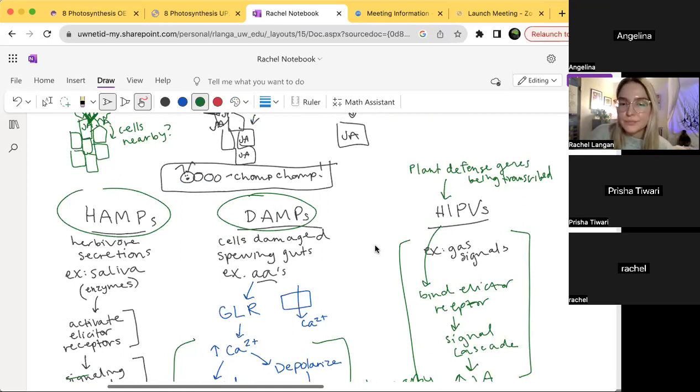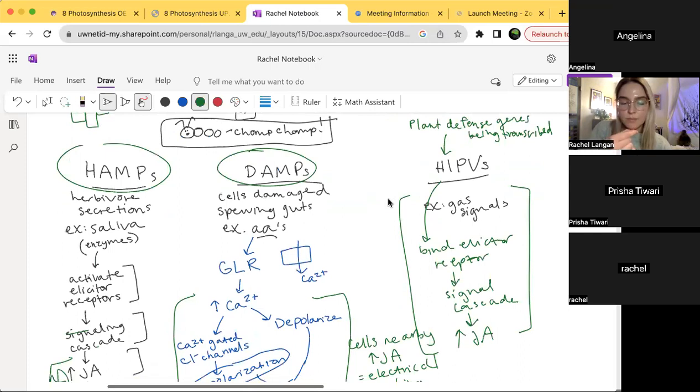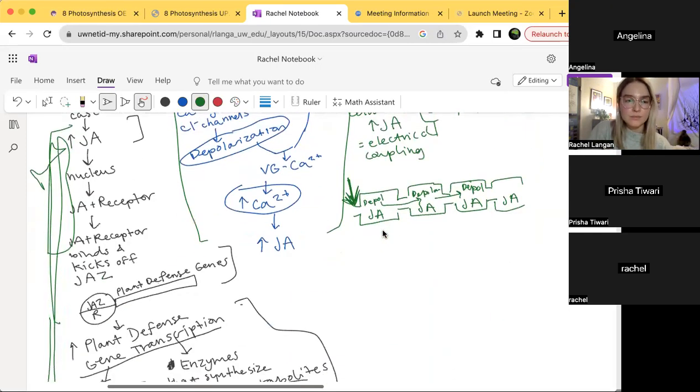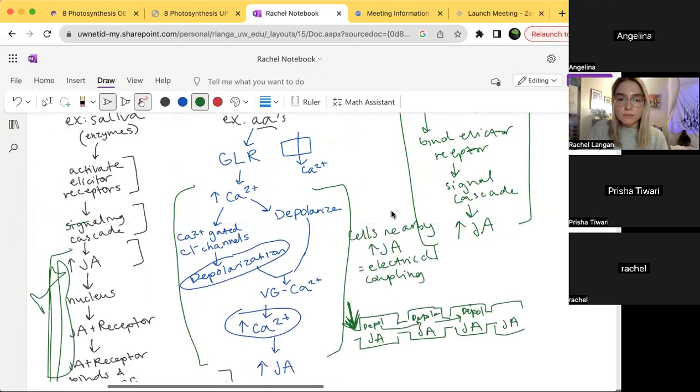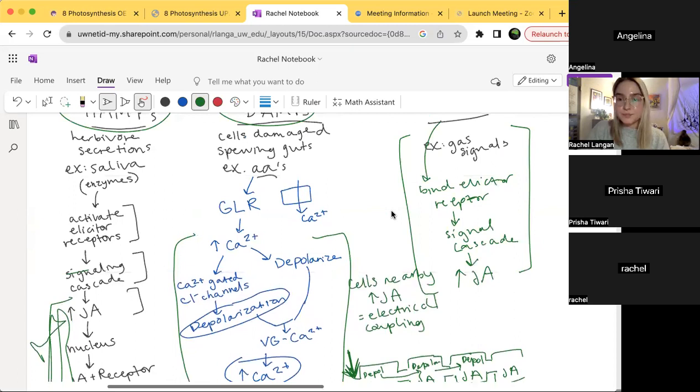Got it. And then you say that it's the same as HAMP and DAMPs, where the JA goes into the nucleus and binds to the receptor, but in HIPVs, does it create more plant defense gene transcription in the plant that it has now signaled? Yeah. Okay. Got it. Thank you. So it's kind of just like stuff in the air, the gas, and then it triggers. Same thing. Yeah, got it. Thank you. You're welcome.